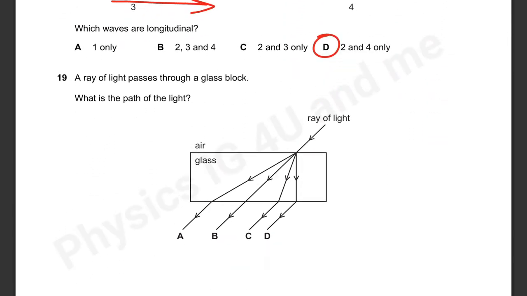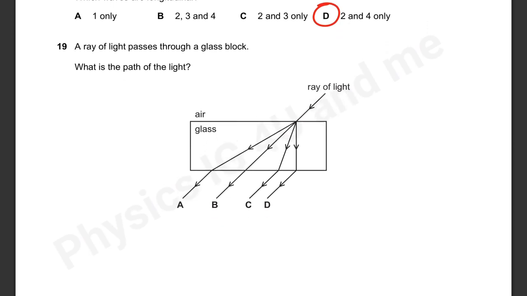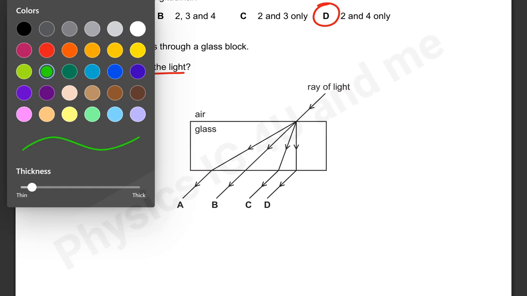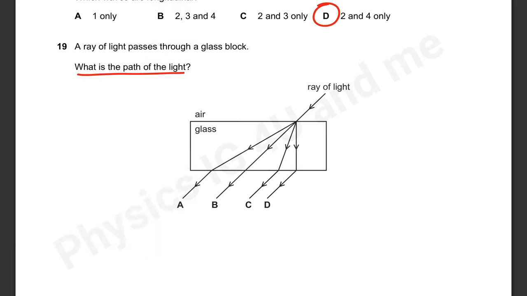Now question 19. They say a ray of light passes through a glass block. The question is, what is the path of the light? Is it A, B, C, or D? In order to understand this, we have to draw the normal. I know the normal is a perpendicular line exactly on the point of incidence. I draw it like this. I can't use a ruler here, so it's not a perfect drawing, but I'll try my best. I'll draw it here, a solid line going down.